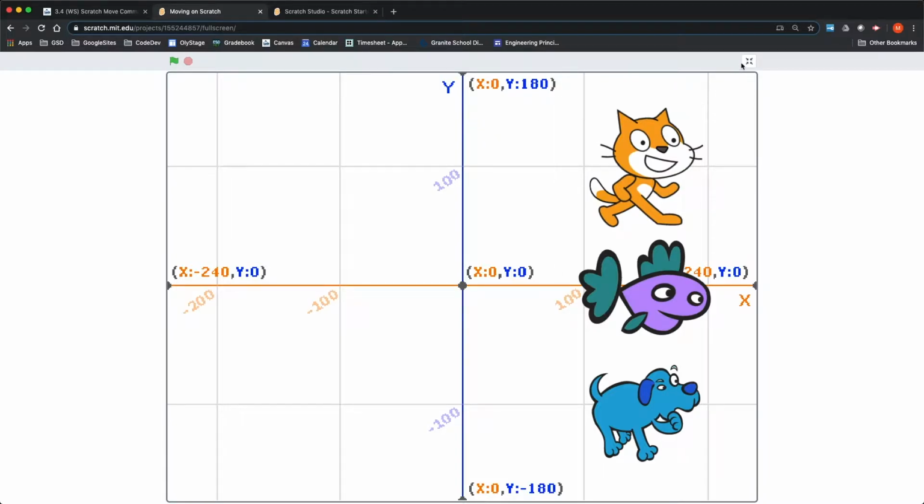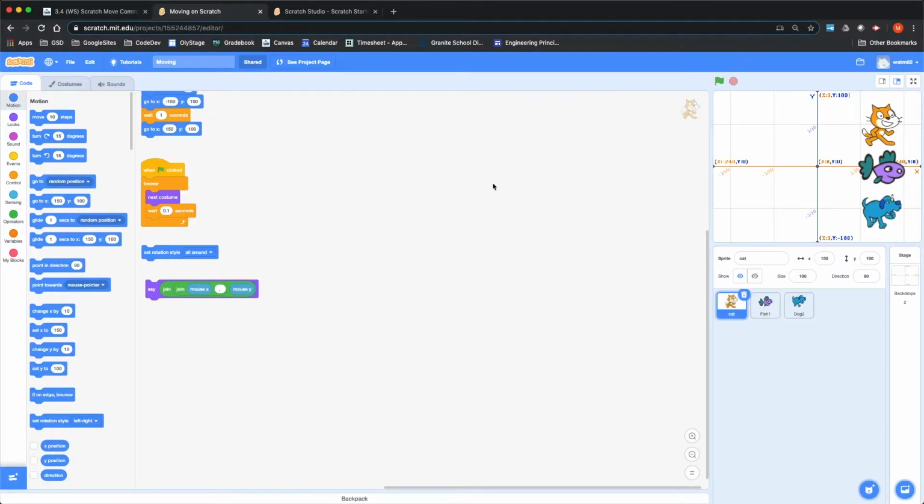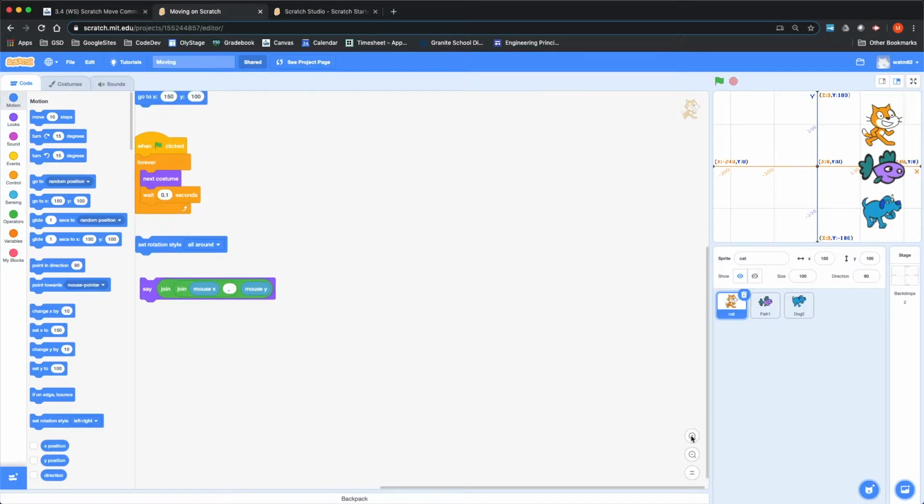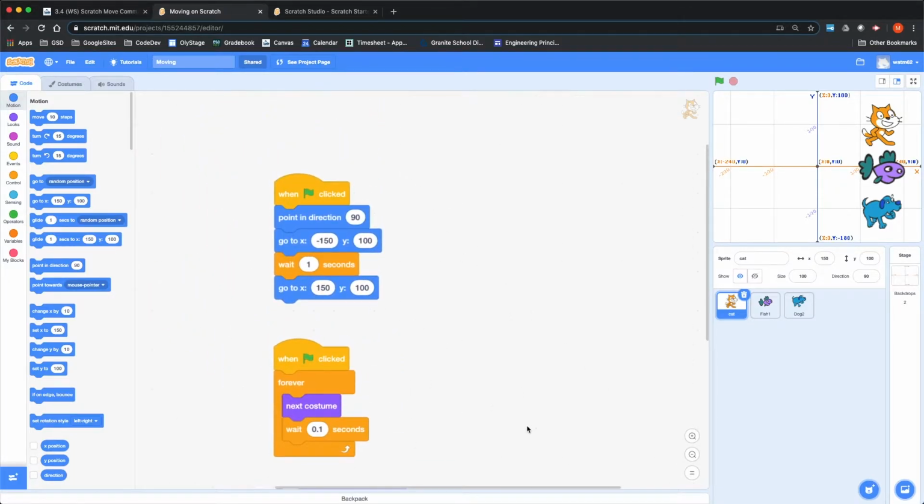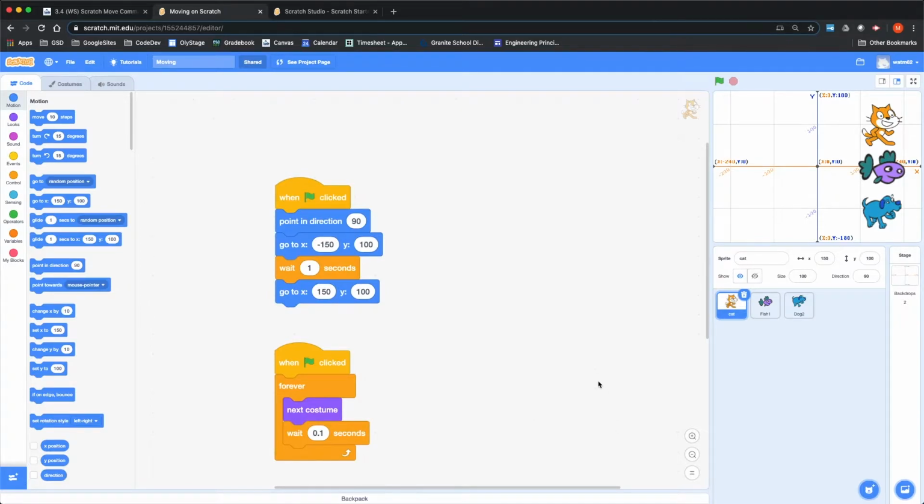I'm going to shrink this and look inside the code. I'm going to ask you to explore this code and see if you can tell what the cat will do when the green flag is clicked. For starters, it's going to point in direction 90. I'm going to just show you what that means here.